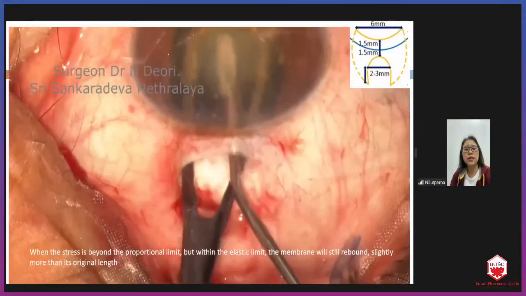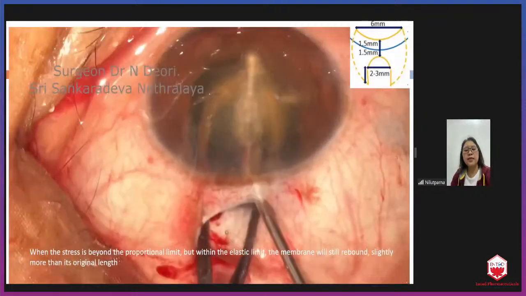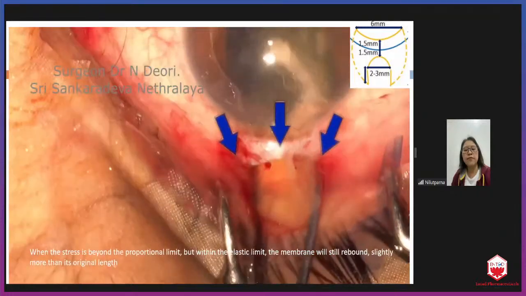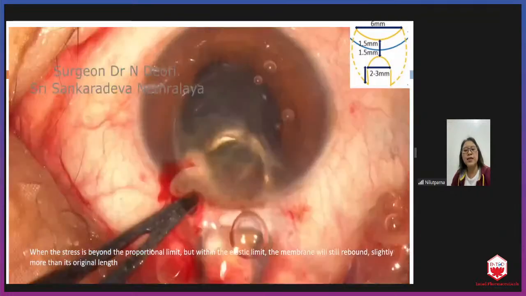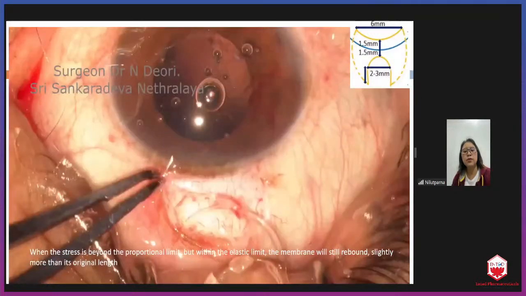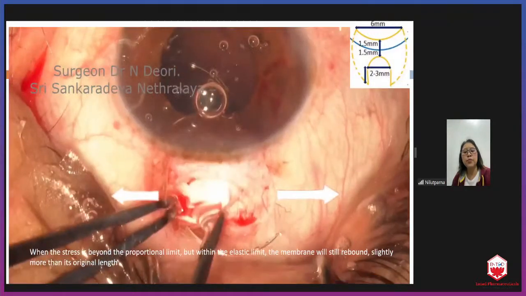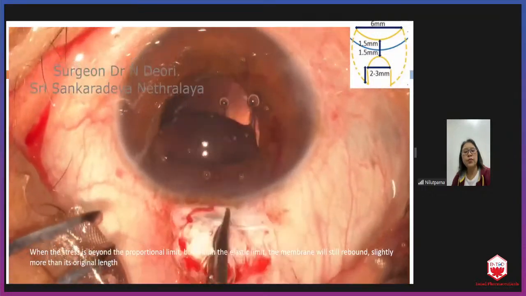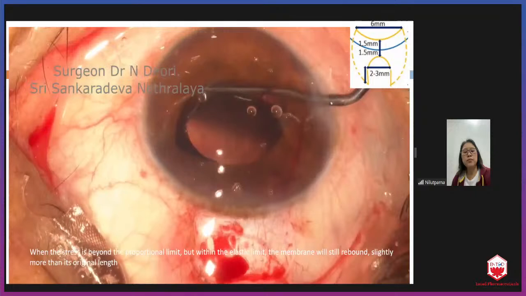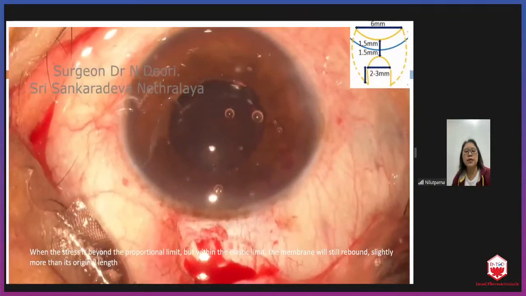But what has happened here is that since I have already created the pockets before bringing out the nuclear fragment, the stress that I have created in the tunnel was less. You can see how the nuclear fragment has come out, but it was within the proportional limit of the elasticity of the membrane. Therefore, once I have put in the PMMA IOL, it was bound by Hooke's law that the sclera has again rebounded back to its original position, but it has slightly increased to what I had actually expected to make.